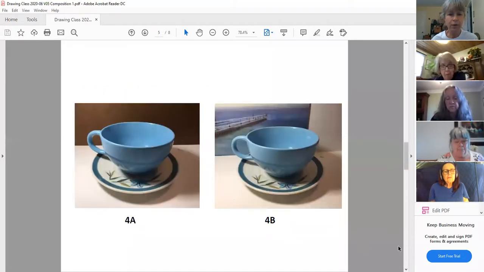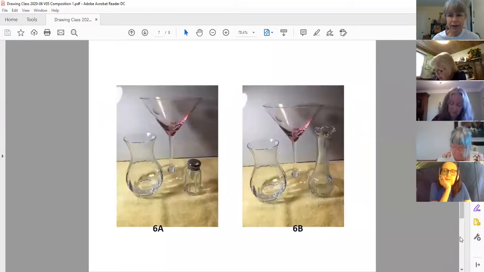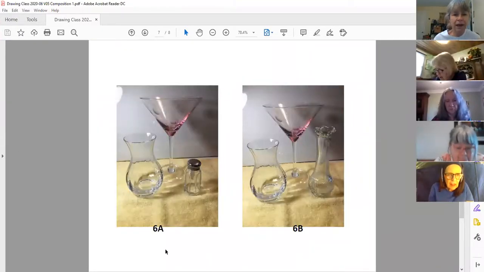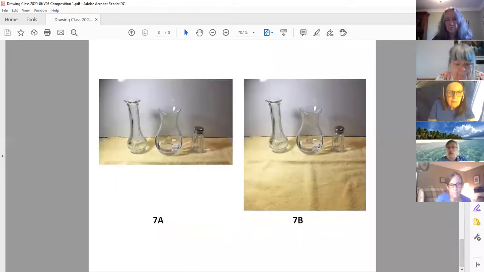All right, number 4 is this one. Do you prefer 4A or 4B? Moving on to number 5. Do you prefer 5A or 5B? And why is that? Okay, ready for the next one. Do you prefer 6A or 6B? And why? The last one is number 7, 7A or 7B. Which do you prefer? And why?